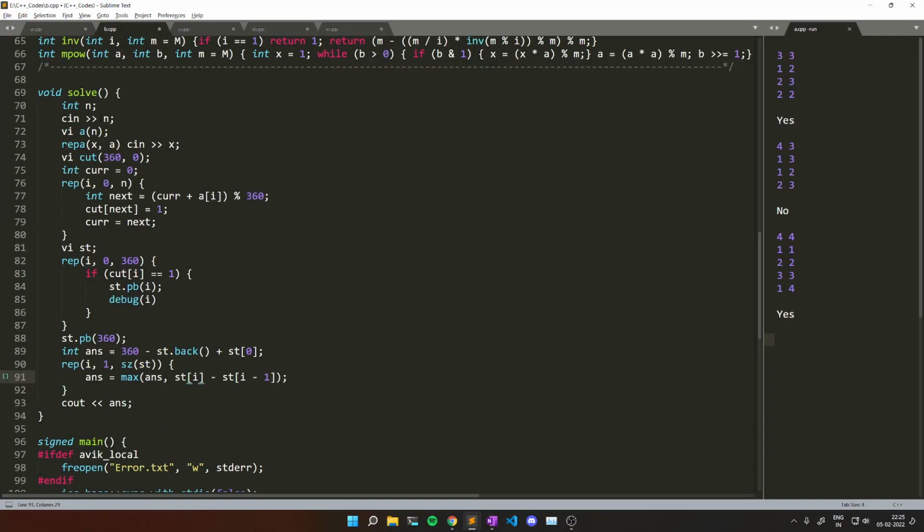So here first we have taken the input in our array A, then I have created an array of size 360, and initially all the indices are filled with 0, which means there are no cuts.